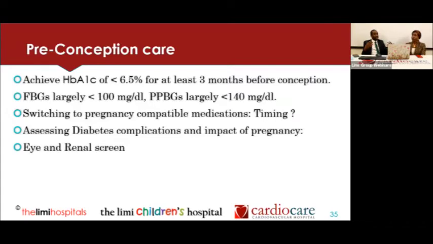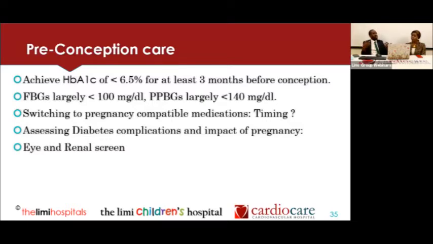3 months. And then the glucose should be hardly normal. That's what the literature says actually, to achieve normal glycemia. And that's talking about a fasting that is less than 100, postprandial less than 140. That's for someone that is planning to get pregnant. And actually, it's always a good idea to switch to pregnancy-compatible medications at this time.